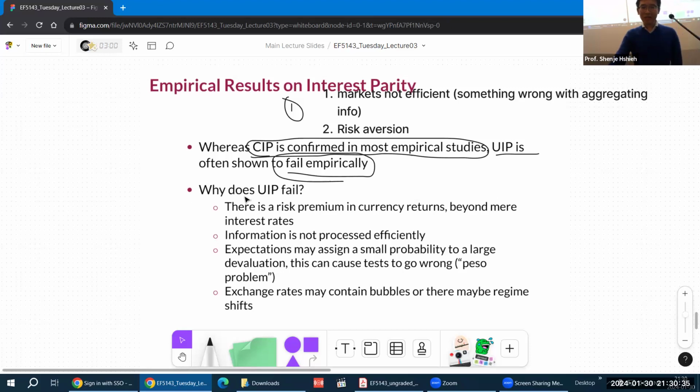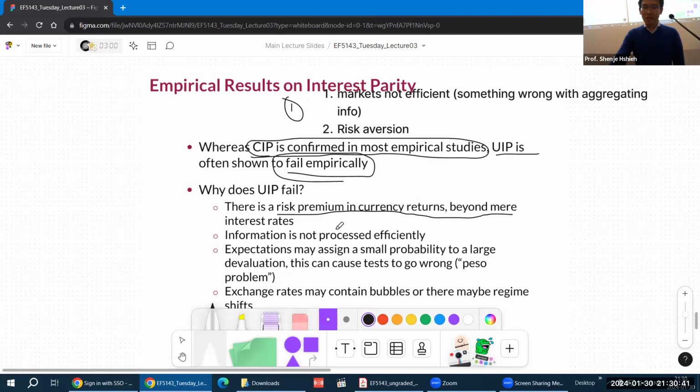So I list you some examples here. So here, there is a risk premium in the currency returns beyond mere interest rates. So that's here, right? There's additional risk factors that matter, like default risk, that we'll try to account for, okay? Number two, information is not processed efficiently. So imagine there's private information that cannot be aggregated by the markets. People just withhold the information. People don't trade on it. If people do not trade on it, then markets won't know about it. It won't be captured by the price. If that's the case, then definitely E hat E is just wrong, right? It's just incorrect.